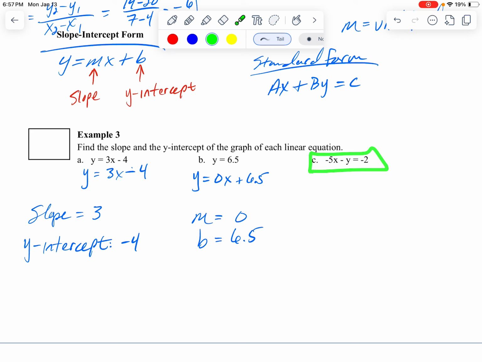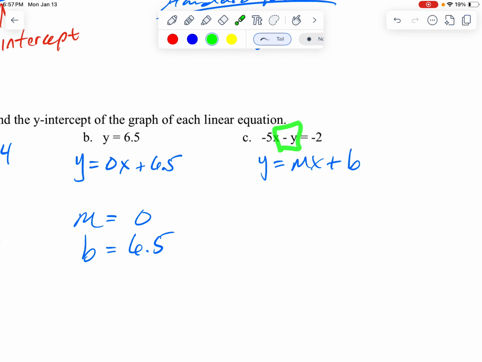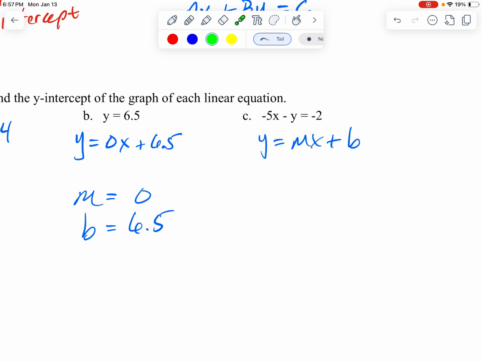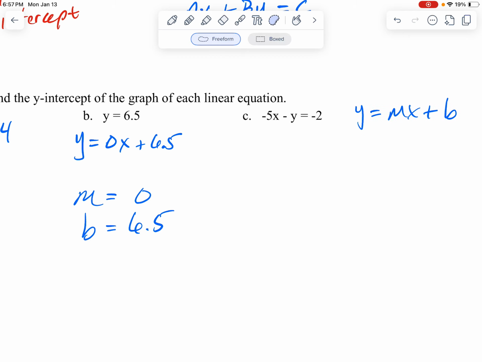Finally, here, we need to rearrange a little bit, because our goal is to get it y equals mx plus b. So we have to basically solve this equation for y, and it has to be a positive value of y. Right now it's negative, so that tells us we've got to do at least a couple things, because I've got to get rid of this negative 5x, and I've got to make that y positive. I'm actually going to make that y positive in a little bit different way.